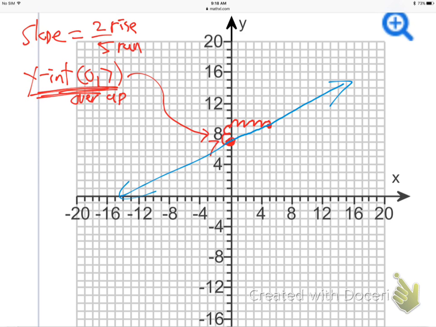There's the graph. Is that easy enough? Not much new there, right? Just start with the y-intercept over 0, up 7, and go up 2, over 5. You get the second point. Connect the 2 points. All right. Questions on that? Good. All right. We'll keep moving. Got that down okay?